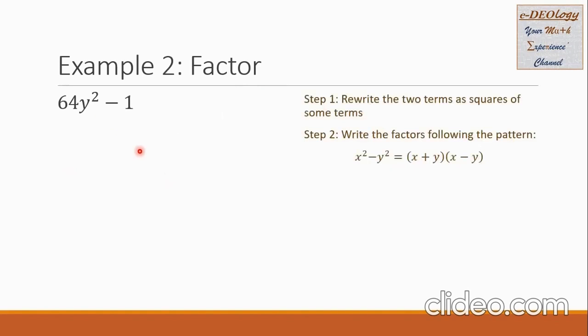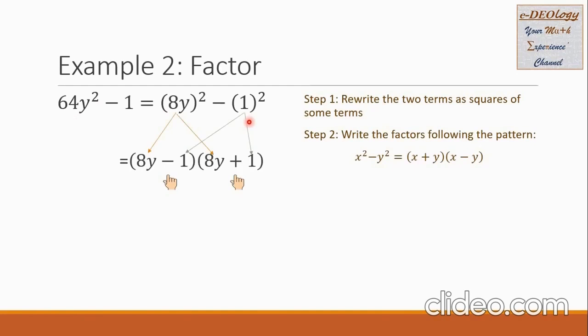Let us have example 2. Factor 64y squared minus 1. Again, we are going to rewrite these two terms into squares of some terms. The 64y squared can be written as the square of 8y, and then minus the 1, we can write it also as the square of 1.